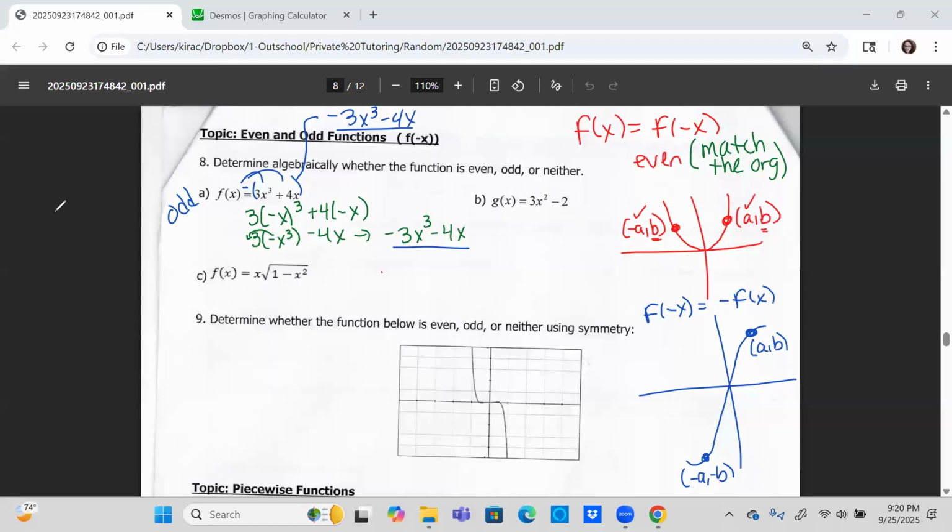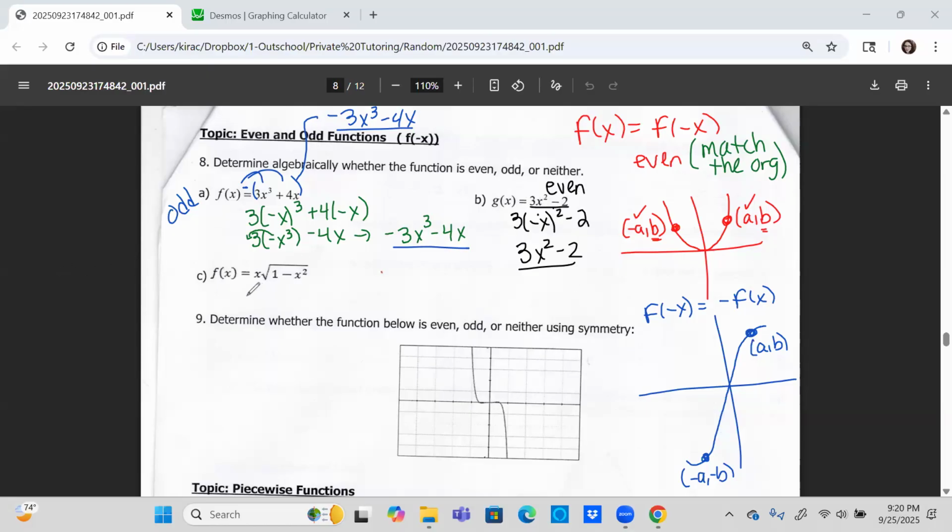Okay. Coming to B, input negative x. So this would be 3 times negative x squared minus 2. A negative squared is positive. So this would just be 3x squared minus 2. That matches the original. That means it's even. That's the best you can get, is when it just matches the original, boom, even.